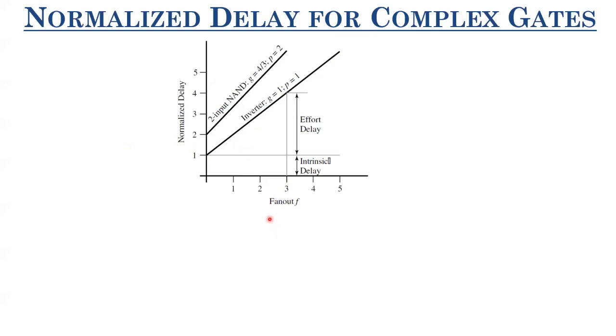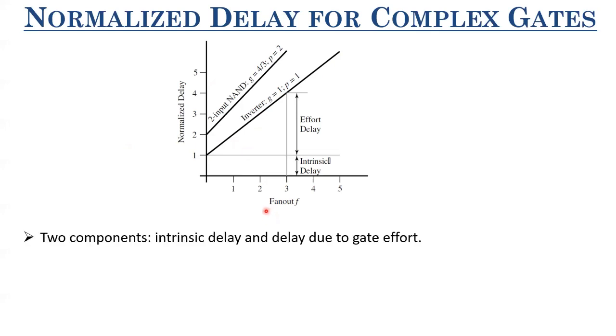So basically, the delay consists of 2 components. One is the intrinsic delay, which should be present even when it's unloaded. And second is the effort delay, because the gate is doing some effort in driving other gates. So there are 2 components to this delay, even for complex gates: one is the intrinsic delay, one is the effort delay.